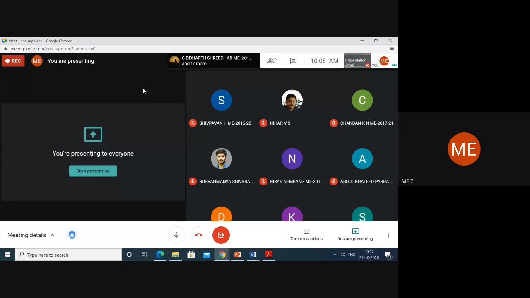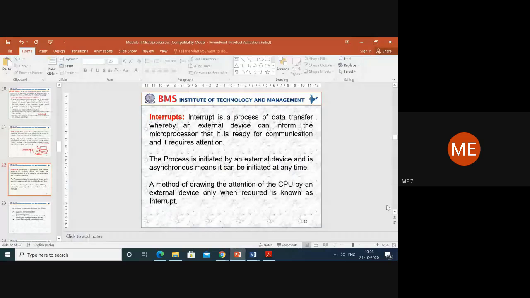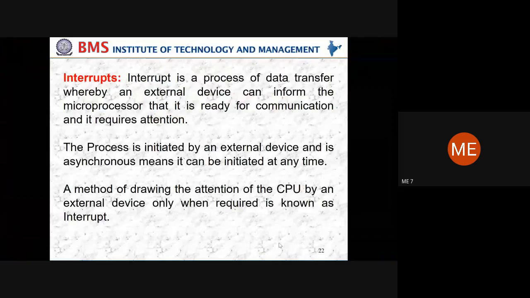Now in the microprocessor, during the operation of the microprocessor, what the interrupt has to do with it is very, very important. Interrupt is a process of data transfer whereby an external device informs the microprocessor that it is ready for communication and it requires attention. So please understand like this.